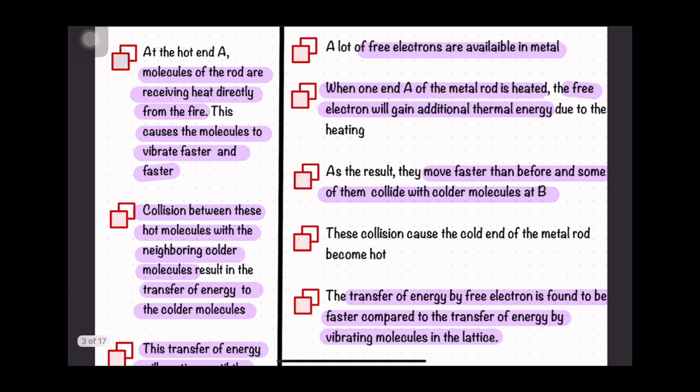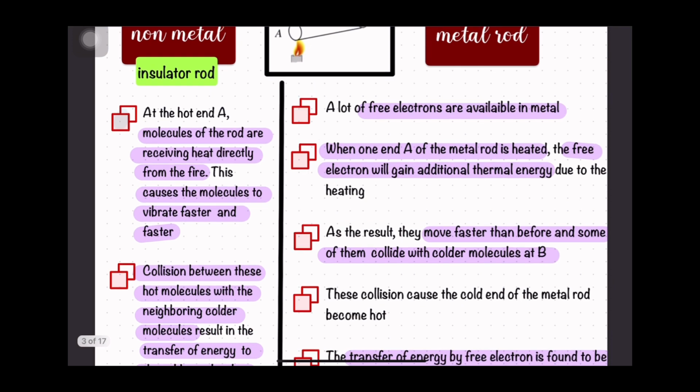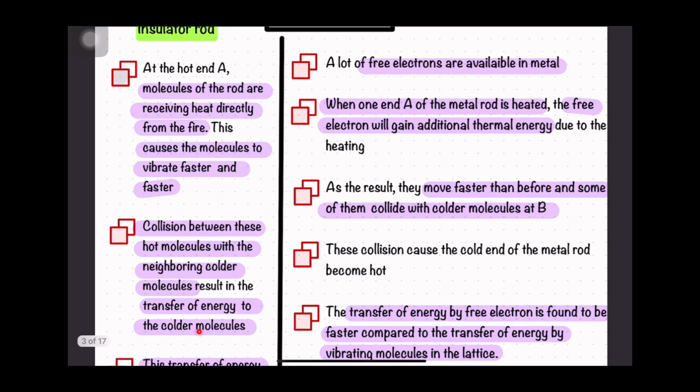Okay, at the hot end A. So ada satu rod yang kita panas dekat point A. The molecules of the rod are receiving heat directly from the fire. So this causes the molecules to vibrate faster and faster. After that, the vibration of the molecules will cause collisions between hot molecules and neighboring colder molecules. So this results in the transfer of energy to the colder molecules.